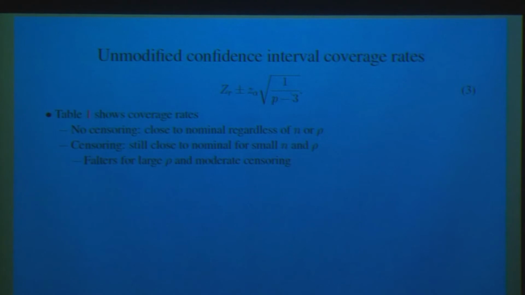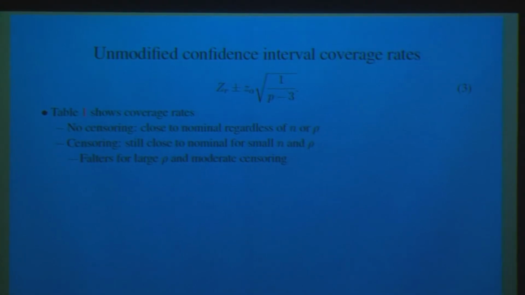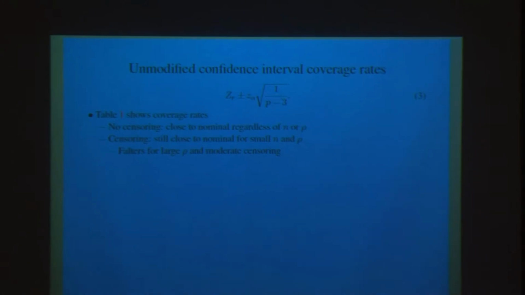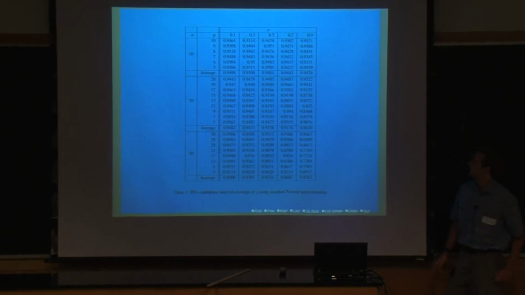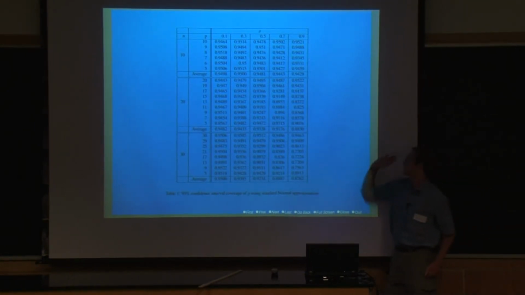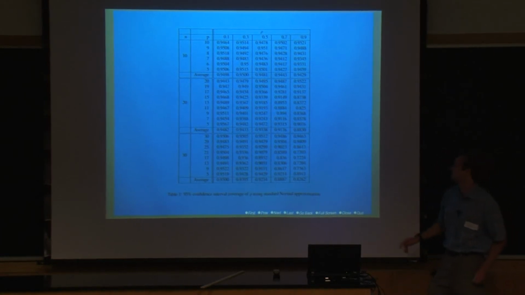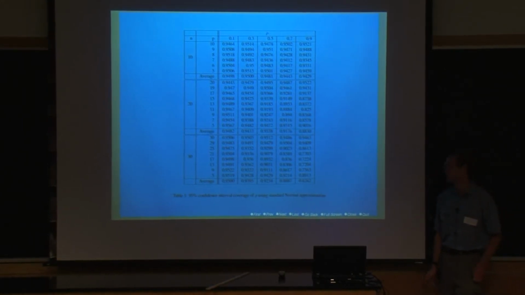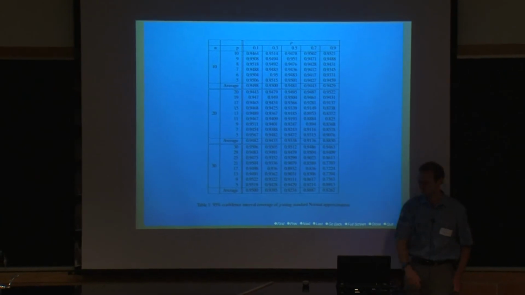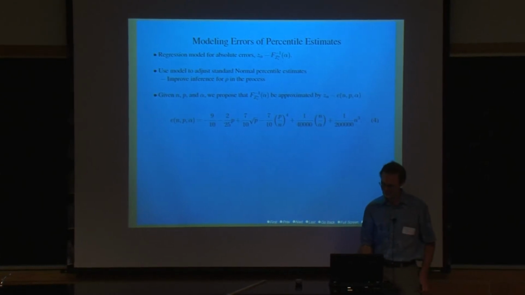Table 1 shows coverage rates for these unmodified intervals, just using the standard normal approximation. We find that with no censoring, or only a little bit of censoring, or if Rho is small, we actually get coverage rates near the nominal 95% level. But as we go across the table to the right, coverage rates deteriorate significantly as Rho increases, especially for moderate censoring. In particular, for Rho equals 0.9, N equals 30, and P equals 13, you only get a coverage rate of 72%. To deal with these inadequacies, we introduce our model.